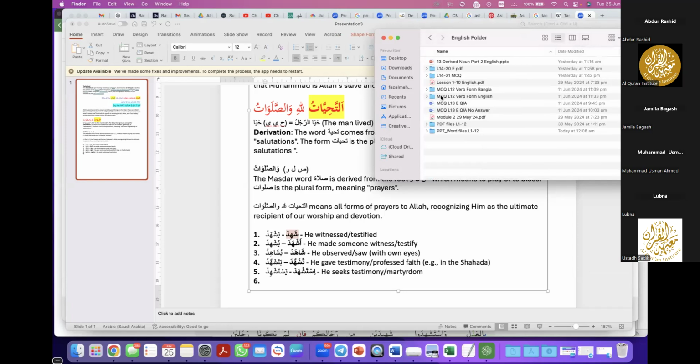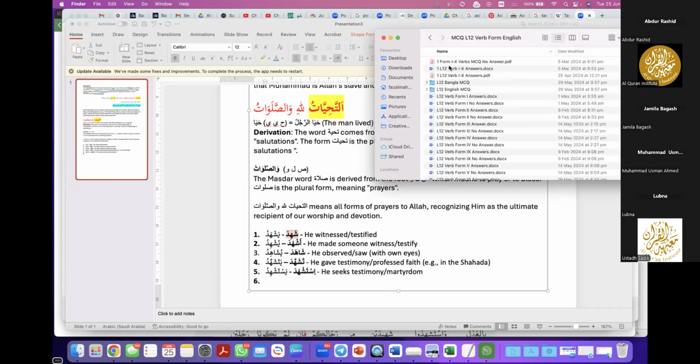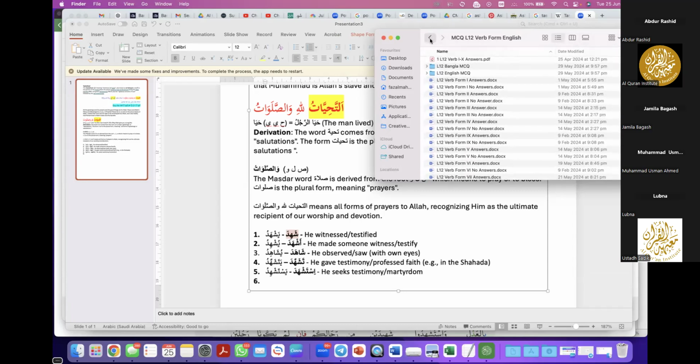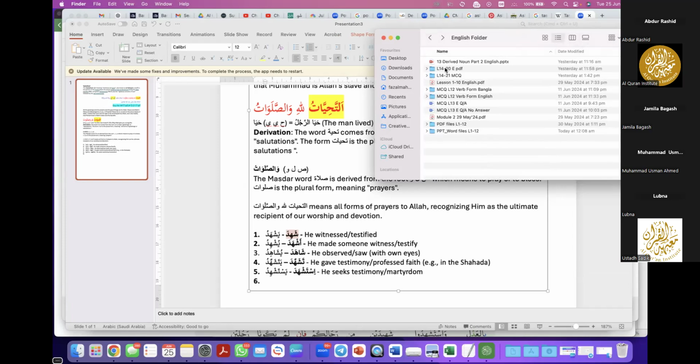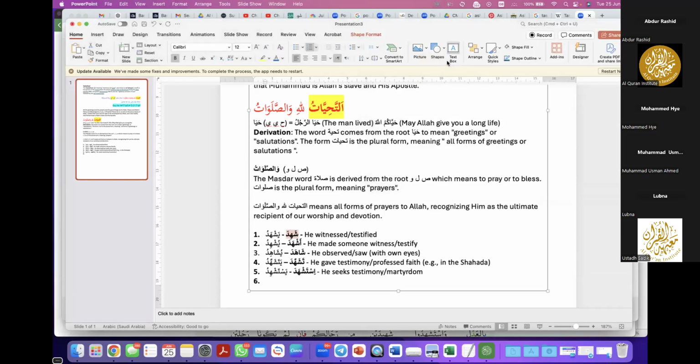13. Inshallah, this one. That's 12. No, not on this. One second. Lesson 12. I see one on top. 13, derived noun. I think so. This is the one, yeah, definitely.